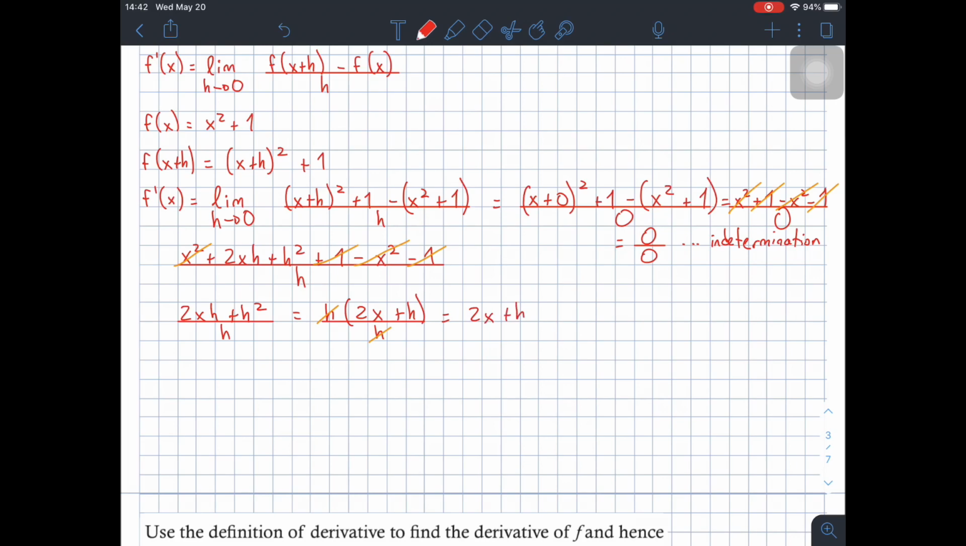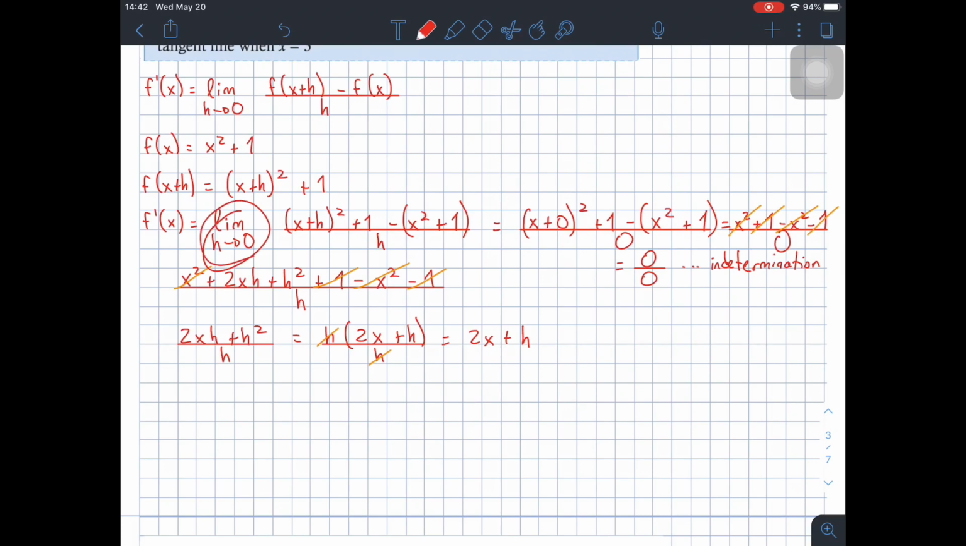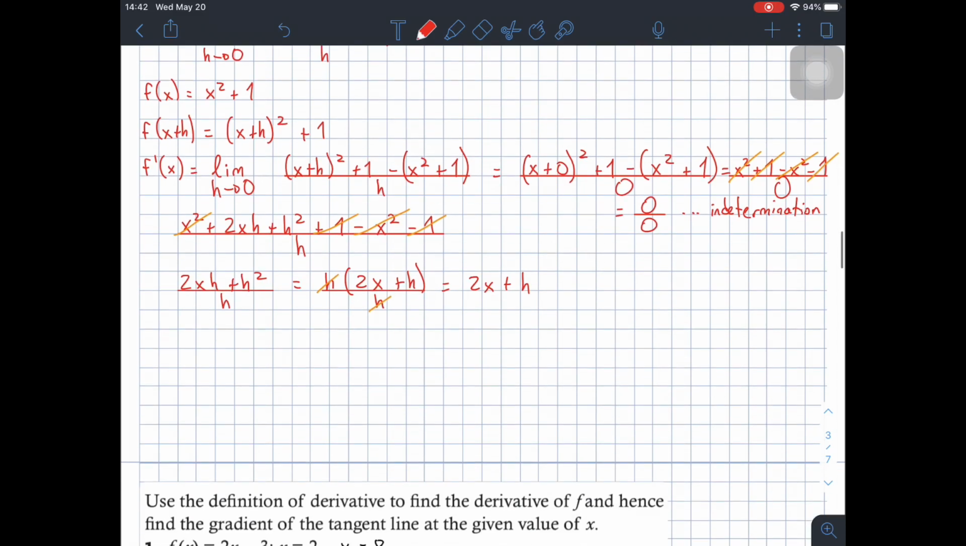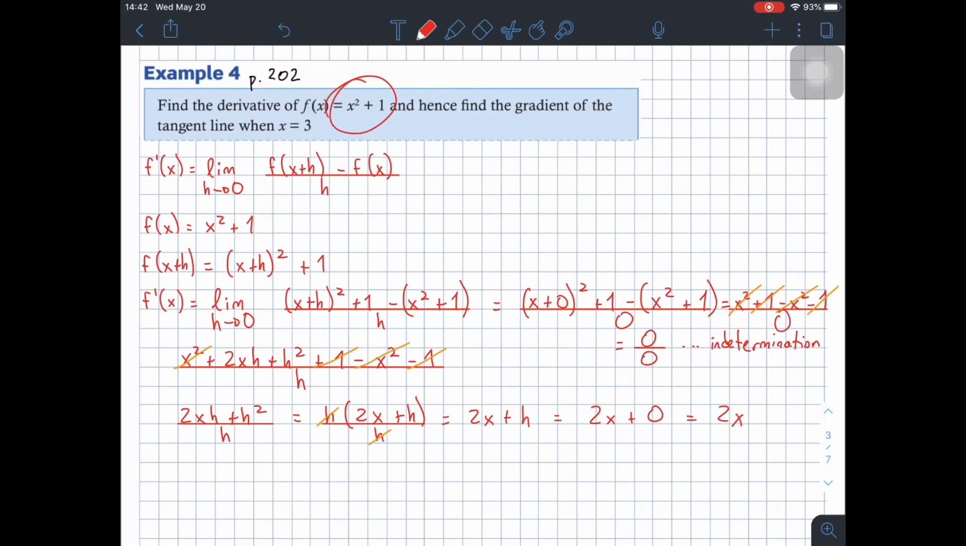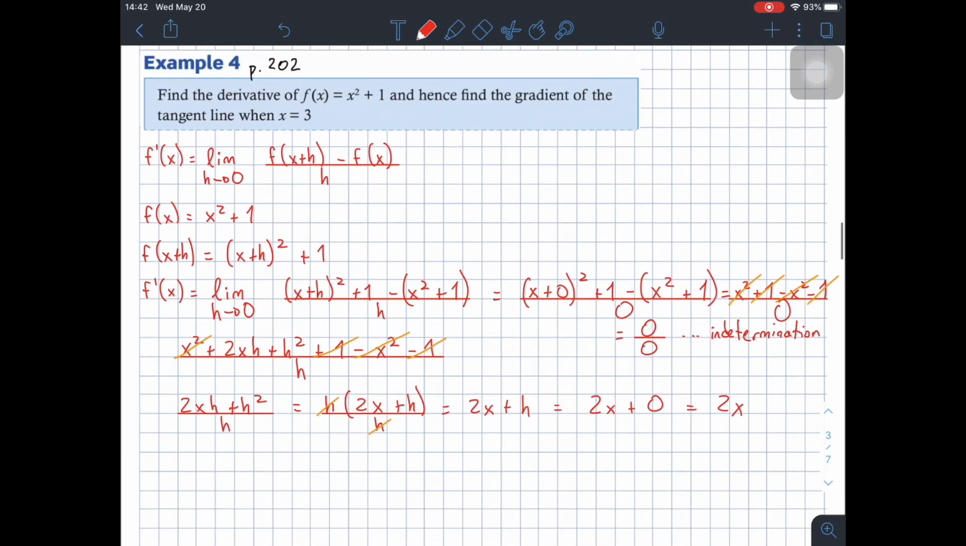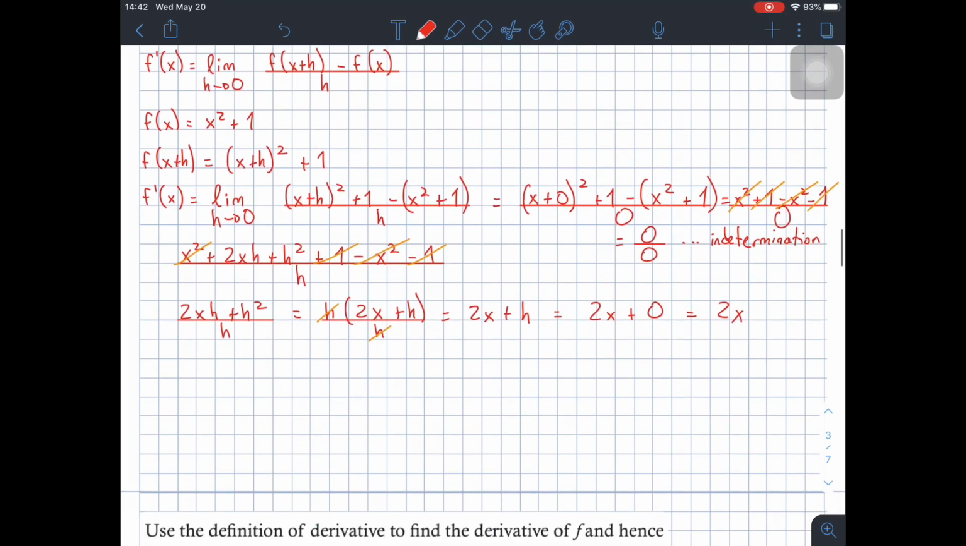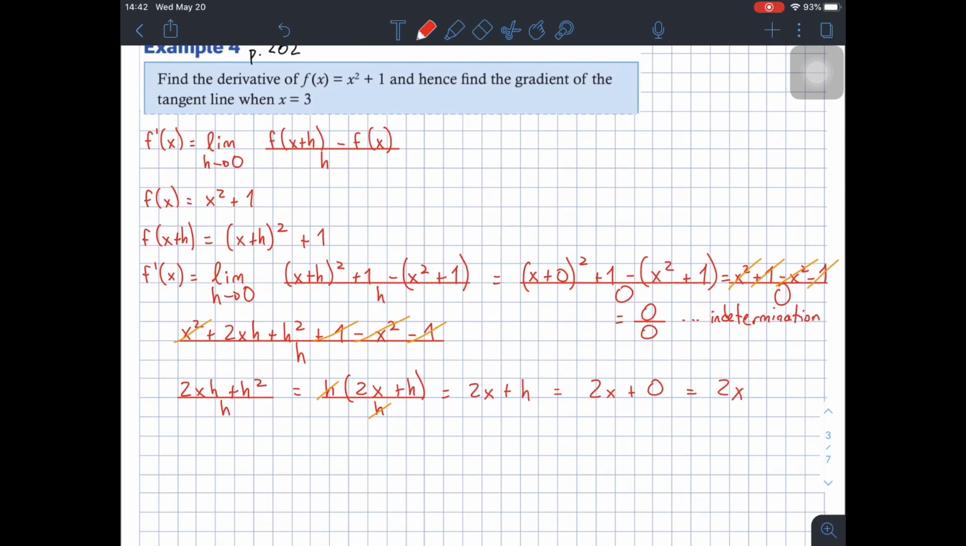And now if we try again replacing the value h with 0, now we're going to get a number which is not an indetermination, right? So this would be equal to 2x plus 0. So this gives us 2x. This will be the derivative of this function over here, okay? So let me write the complete answer. Remember, we should write it this way.